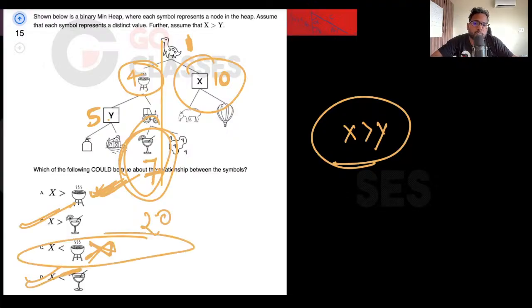But C is not true. C is false. Easy question, but still, I just put it for 1 mark.